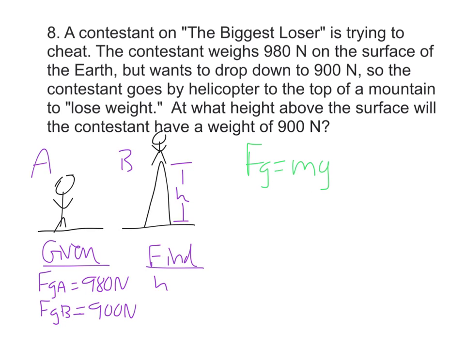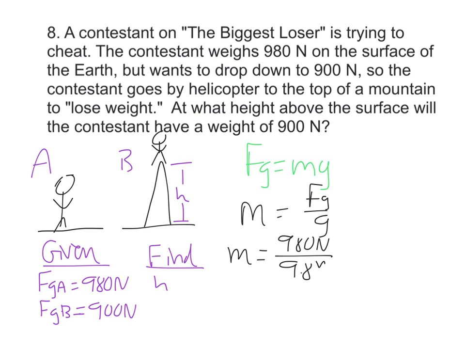So the first thing we want to do is figure out what the mass of the person is. We know that mass is equal to weight over g. So the mass of the person, since we already know what g is on the surface of the Earth, would be 980 newtons divided by 9.8 meters per second squared. 980 divided by 9.8, this is an even 100 kilograms.